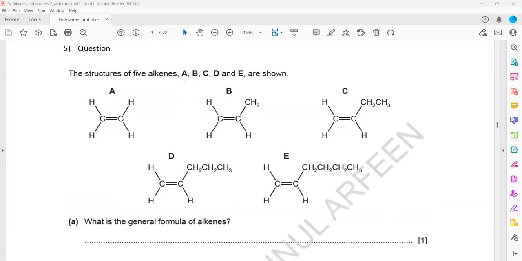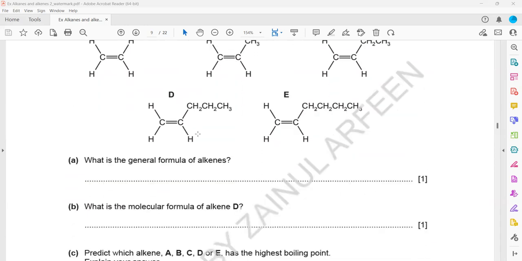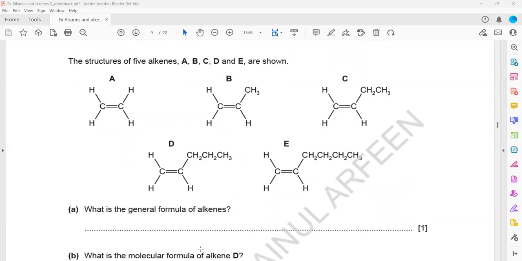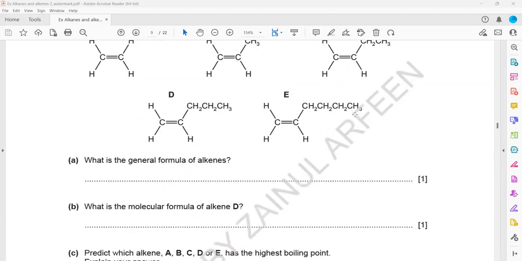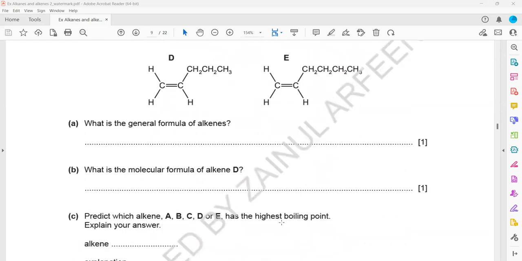The structures of 5 alkenes A, B, C, D, and E are shown. What is the general formula of alkenes? Carbon-carbon double bond. CnH2n. Yes, the general formula is CnH2n, which fixes the number of hydrogens. You can also use chat, your mic, or the screen annotation to answer.